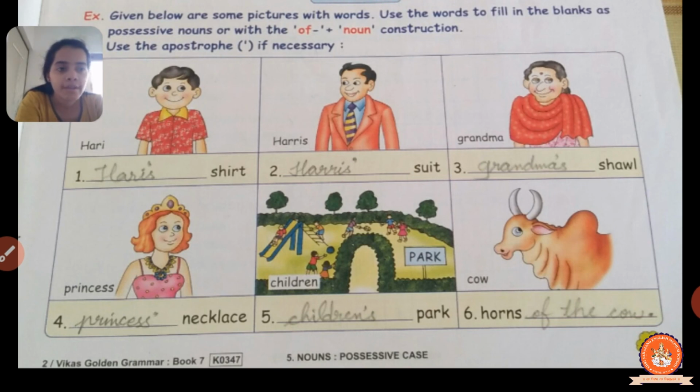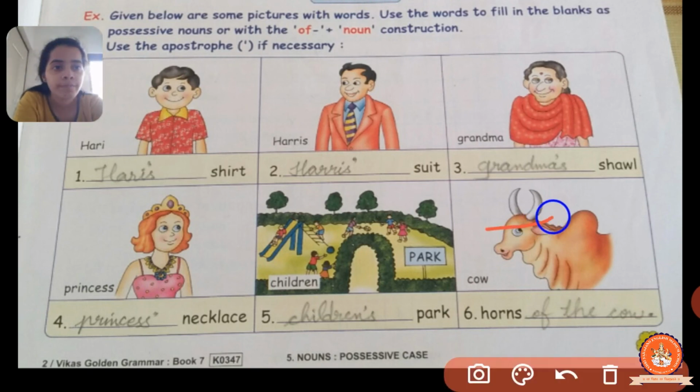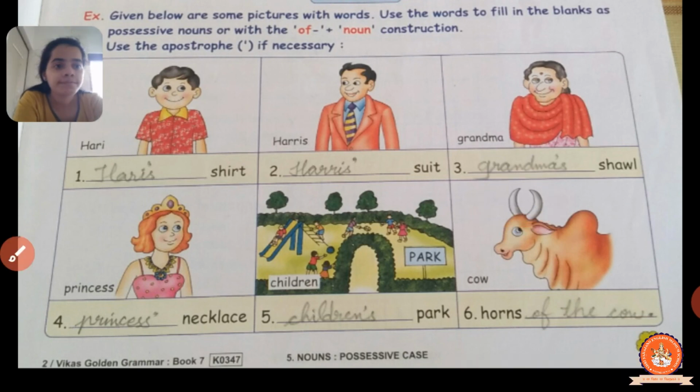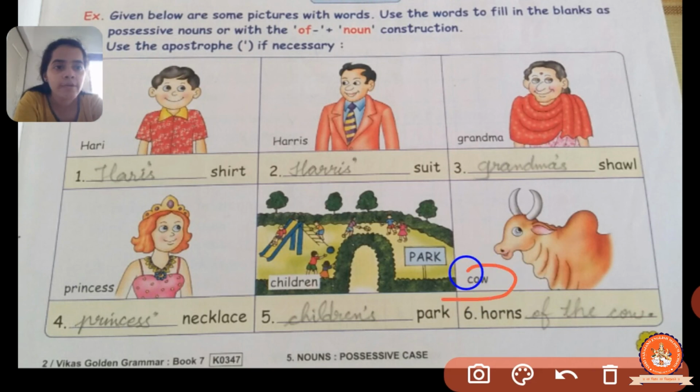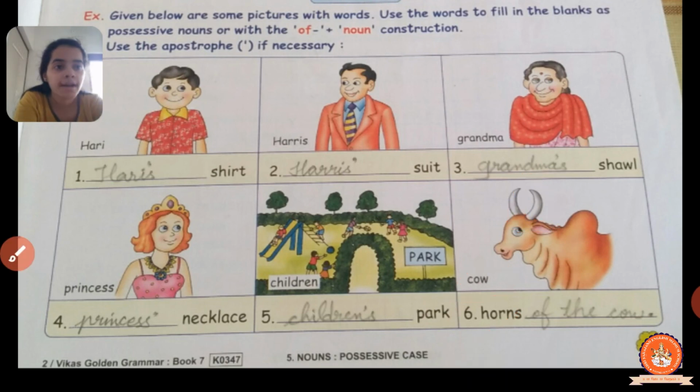And the last one is given the inanimate things. Okay, so cow, and the horns. So these are said to be the horns. Okay, so what we will do, we will write horns of the cow. Whichever inanimate thing is given, we will write the thing which is given over here in the hint. Okay, so here the cow is written, and here they have written the horns. Which belongs to which is given over here, right? So we will use horns of the cow.